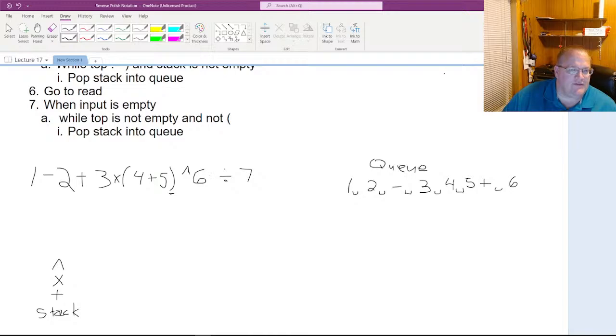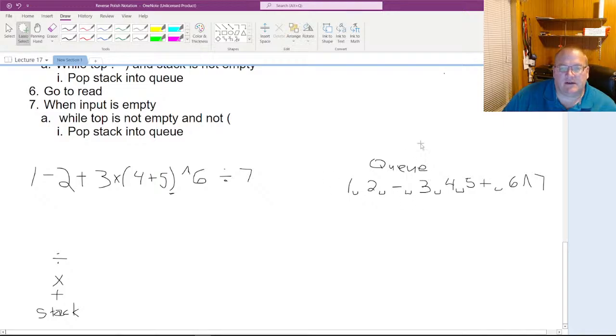And then we come along with division. Now, division has lower precedence than what's sitting on top here. So that means that caret needs to go off the stack. That goes on the output. We erase. Then we put the division on top. Then we put our 7.